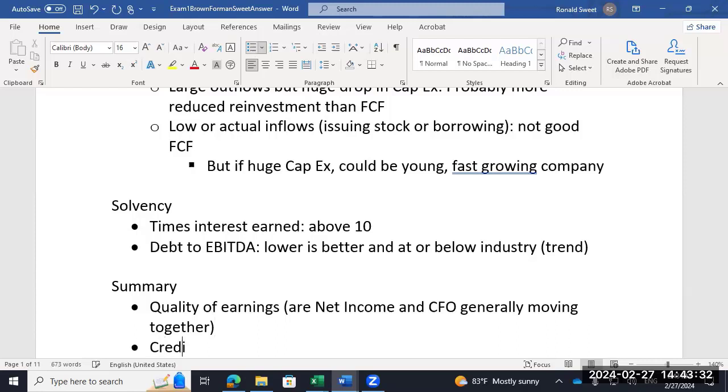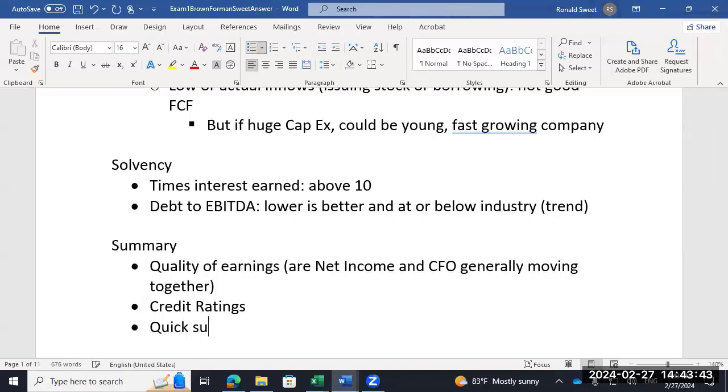And you look at credit ratings. On credit ratings, I'll give you the definitions so you'll have that. But essentially, the summary is a quick summary of liquidity. So just real quickly restate. If you said their liquidity was good, just say that again. If you said their debt was in line or coming down or whatever, you can say that again. All right.